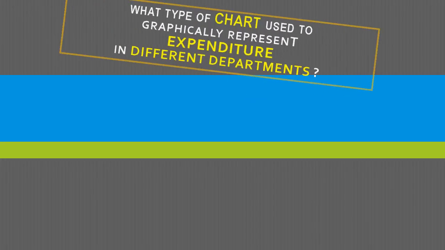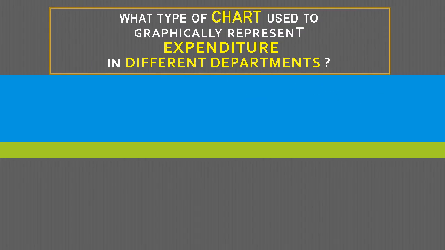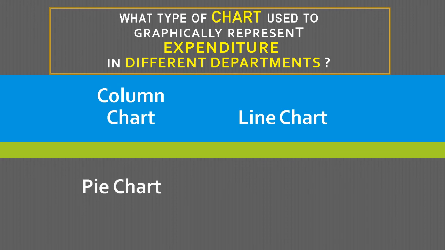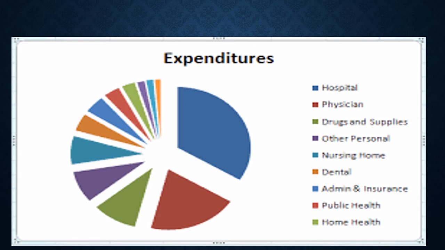Next question. What type of chart is used to graphically represent expenditure in different departments? A. Column chart. B. Line chart. C. Pie chart. D. Dot chart. The right answer is C. Pie chart.